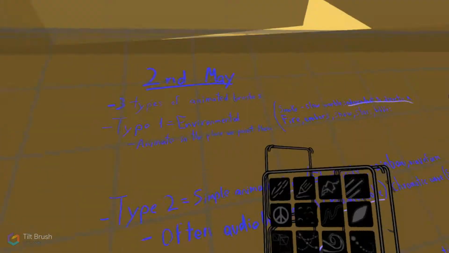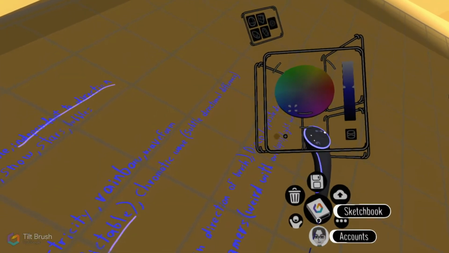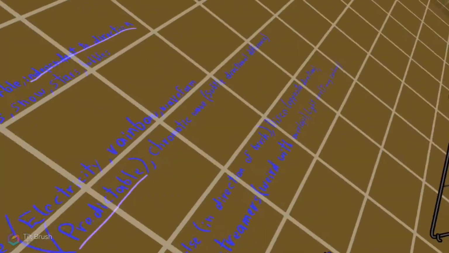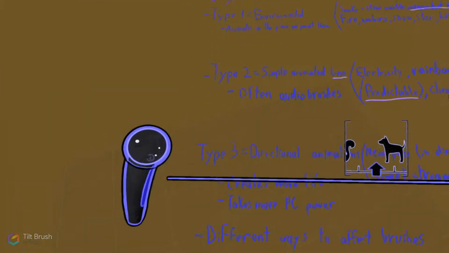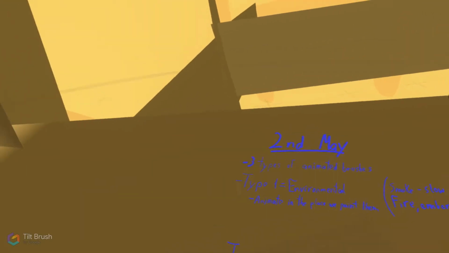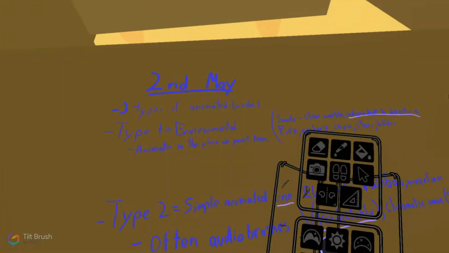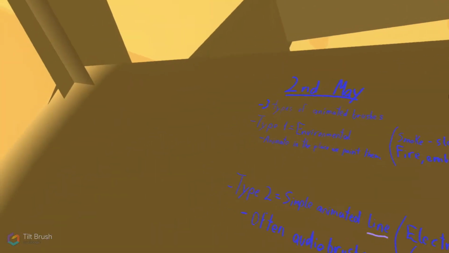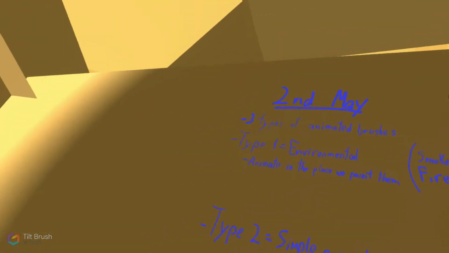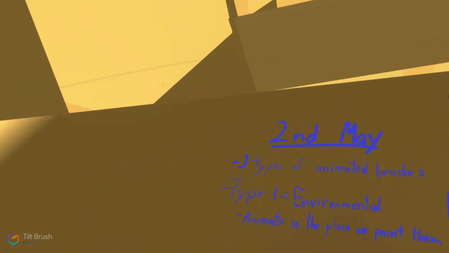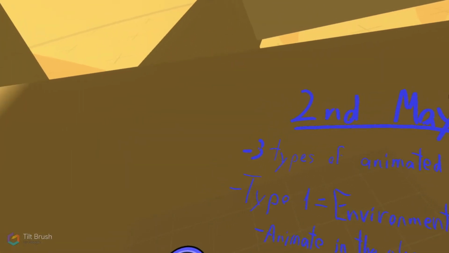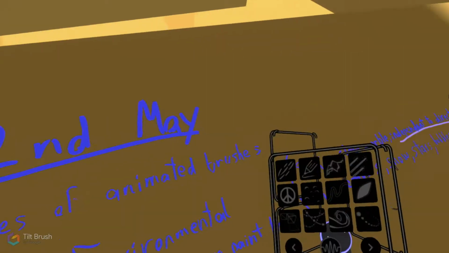This time, wait, let me remove the guides. Yeah. But this time I learned about animated brushes. And I know I learned about all the brushes before, but this time it's more specific on animated brushes and the different types of animated brushes you can have and how they can affect your artwork. So now I'm going to go over my summary.